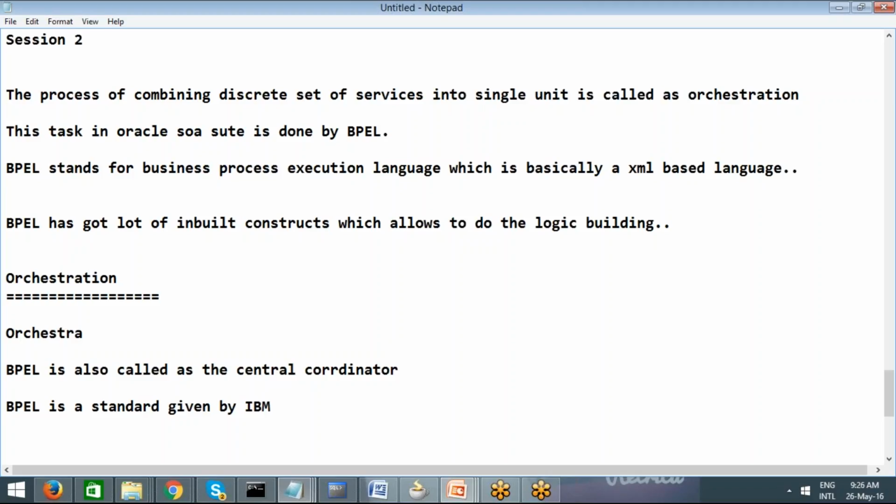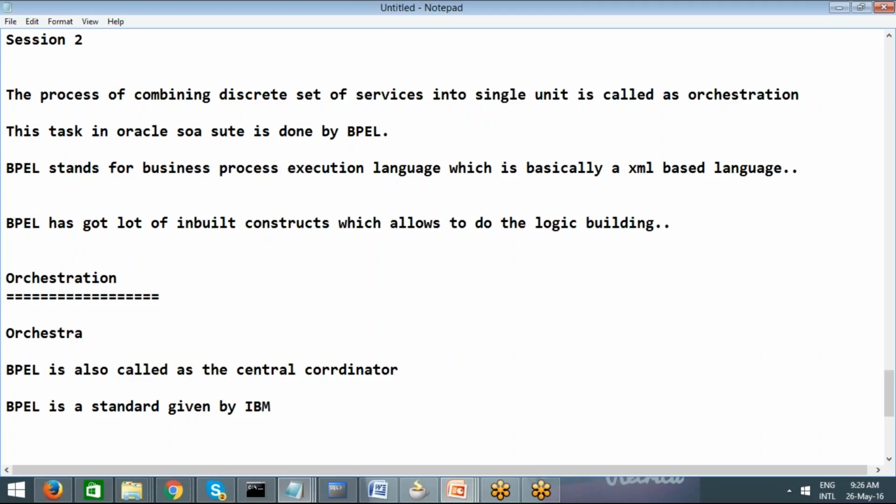Those applications might belong to Oracle. Those applications might belong to IBM. So all these applications can be integrated together with the help of Oracle SOA Suite. In the process of doing this integration, we have to make sure the different systems which are required to be integrated can be projected as a web service.